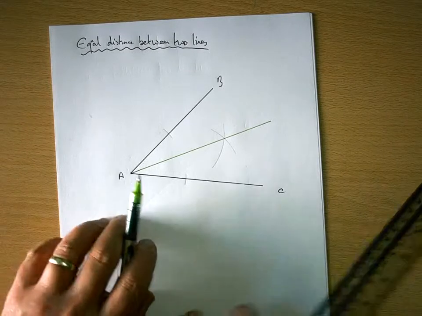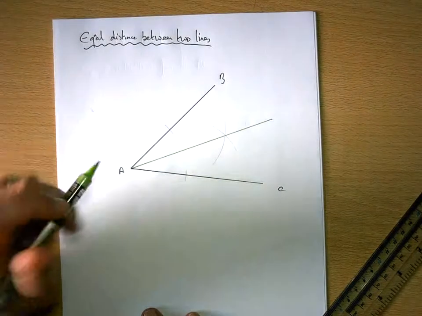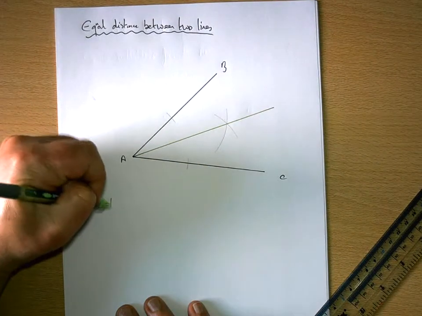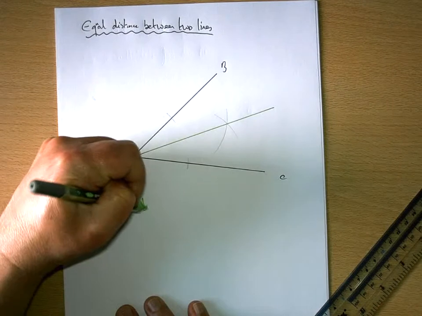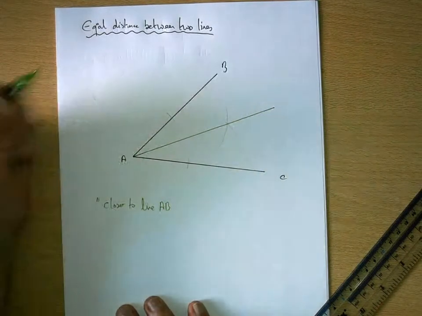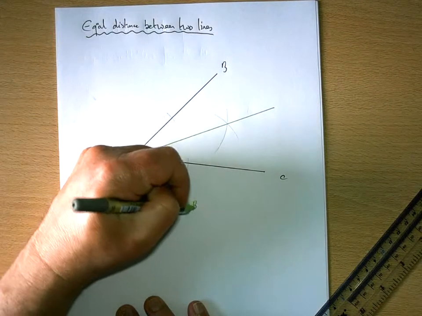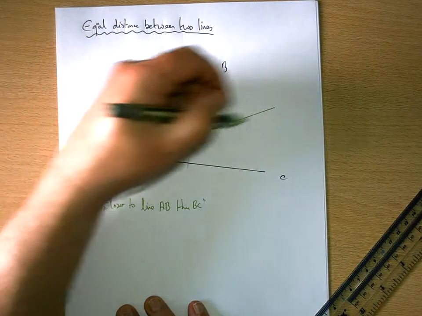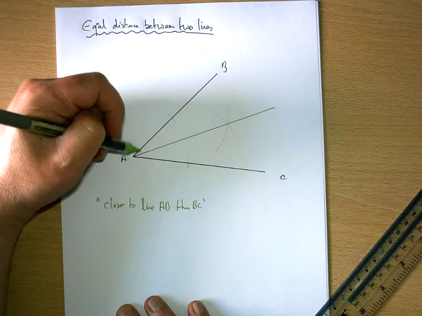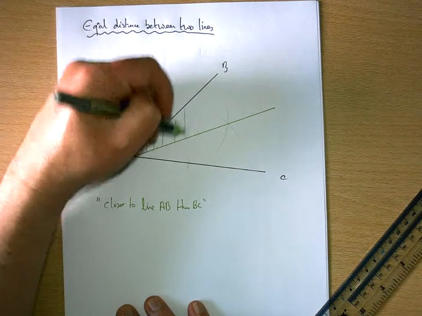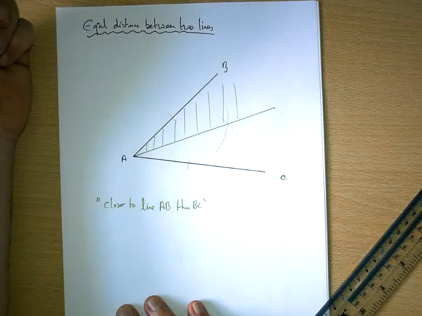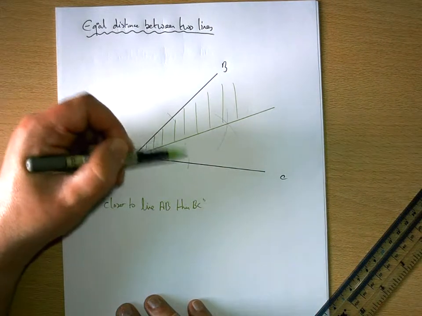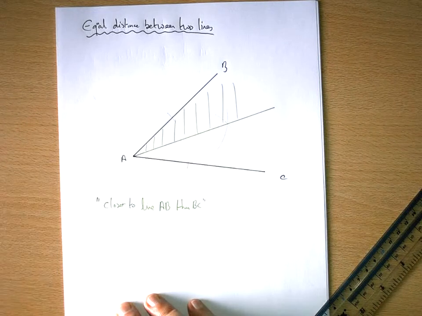Now again, depending on the language, if it states that it's closer to line AB than BC, then if you're on that line, it's exactly the same distance. If you want to be closer to AB, you would be shading in that side of the line. If it said closer to BC than AB, then obviously you'd be shading in this side.